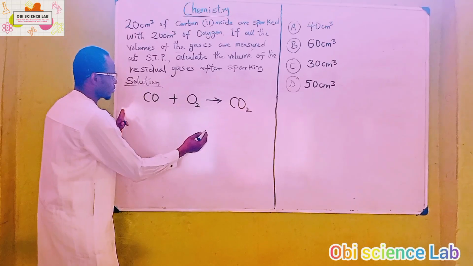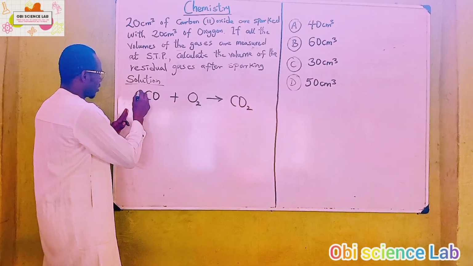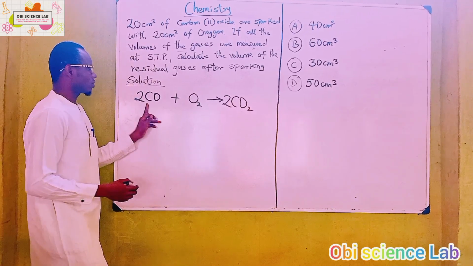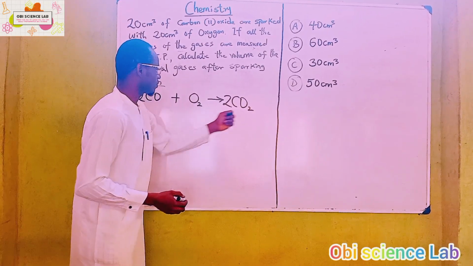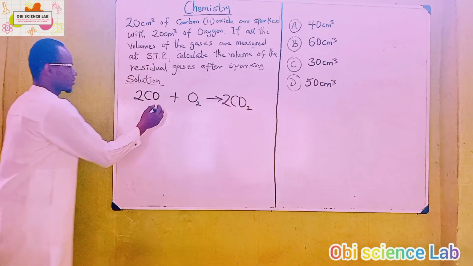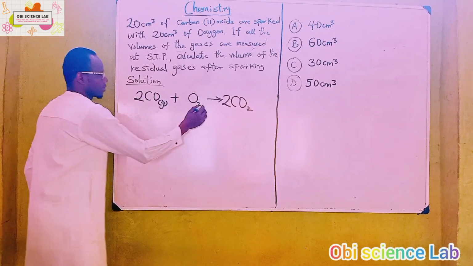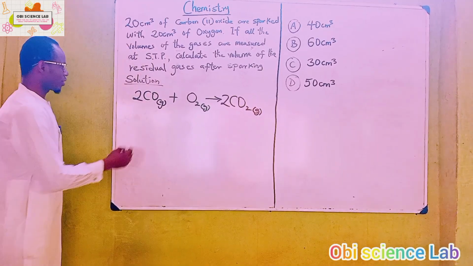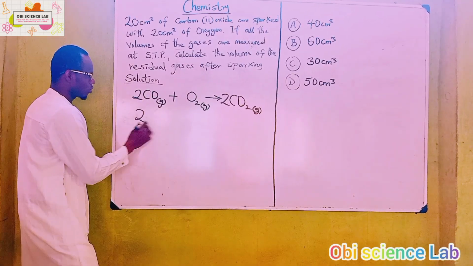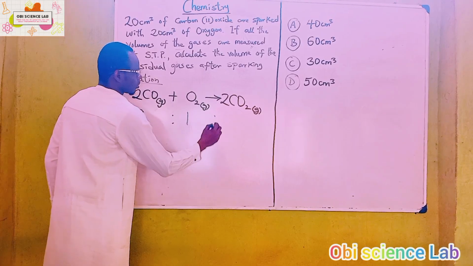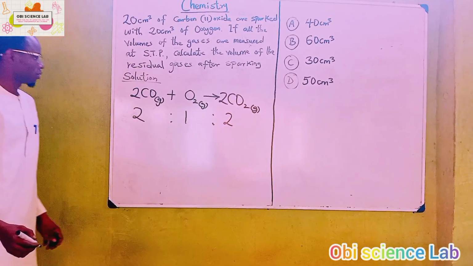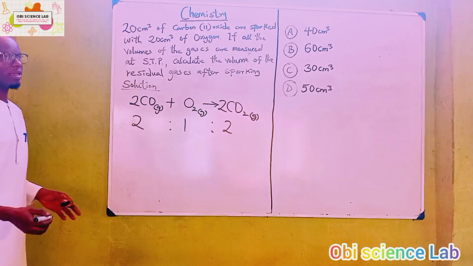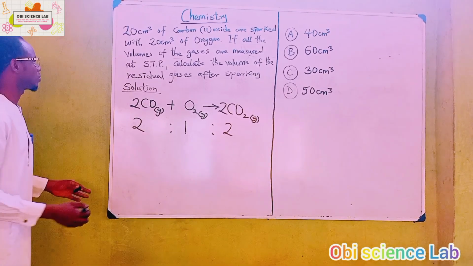In balancing this equation, we'll put 2 here and put 2 here. We have 2 carbon, 2 carbon, 4 oxygen, 4 oxygen. The equation is balanced. These are gases, of course, they are gases. So what's the mole ratio? This is 2 moles, ratio 1 mole, ratio 2 moles. So these are the mole ratio, and we're going to use this mole ratio to compare the volumes involved in the reaction, or in the sparking of the two gases.